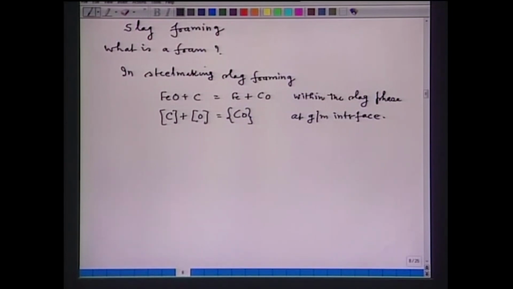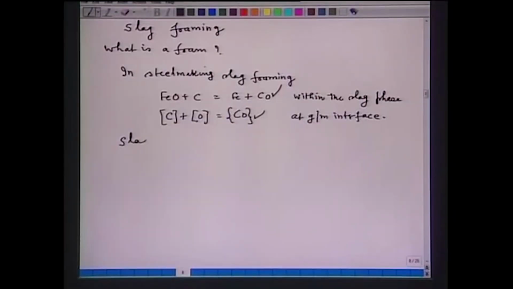Now, when the CO bubbles which form by these reactions are unable to escape through a layer of slag, then what will happen? The slag will foam, that is, bubbles will be entrained, and the height of the slag will increase. So, the important point in the foaming of the slag is that gas bubbles should be entrapped. When easy escape of CO bubbles is not there, then the slag is said to be foaming in nature.